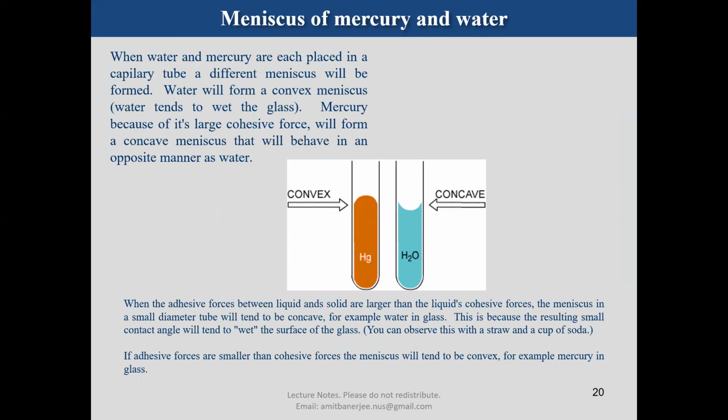The concept of the capillary tube is also important when we deal with mercury and water. The comparison is important. When water and mercury are each placed in a capillary tube, a different meniscus will be formed. Water will form a concave meniscus, whereas mercury, because of its larger cohesive forces, will form a convex meniscus that will behave in the opposite manner as water.